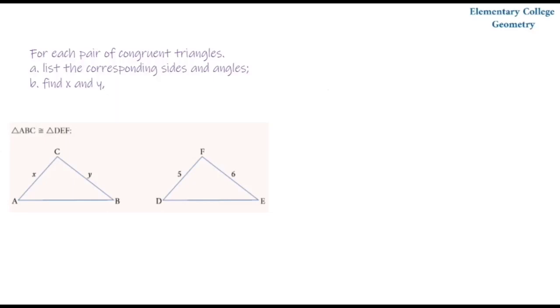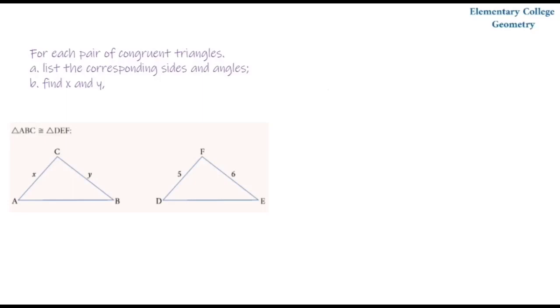In this video we're gonna solve some geometry problems which are about congruent triangles. So let's start them. The first question: for each pair of congruent triangles, A, list the corresponding sides and angles, B, find x and y. As you know, when two triangles are congruent, they are equal and all the corresponding sides and angles are equal.